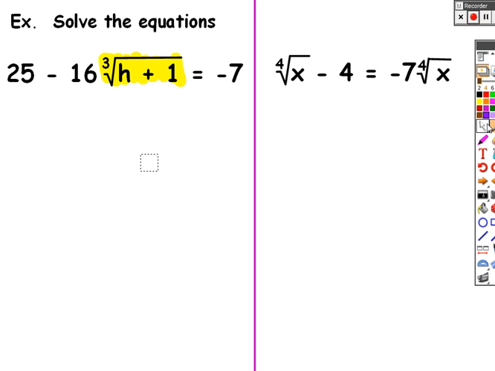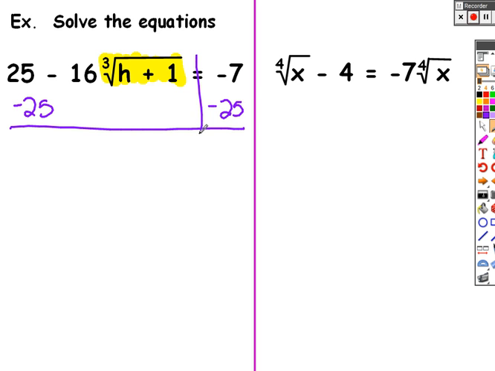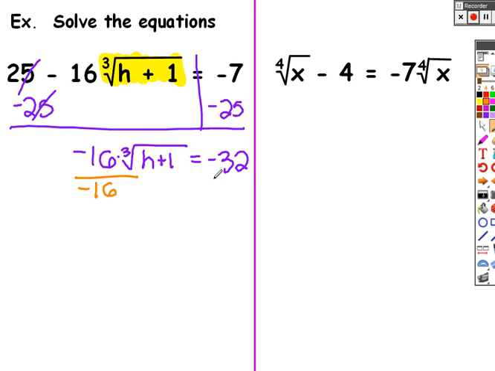So to get that cube root by itself, I'm going to subtract 25 from each side. I would be left then with negative 16 times the cube root of h plus 1 equals negative 32. Next step, that negative 16 is not under the cube root, so I want to get rid of that. Since I'm multiplying by negative 16, to get rid of it, I'm going to divide each side by negative 16. Then I'd have the cube root of h plus 1 equals 2.